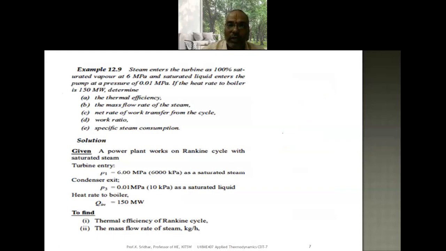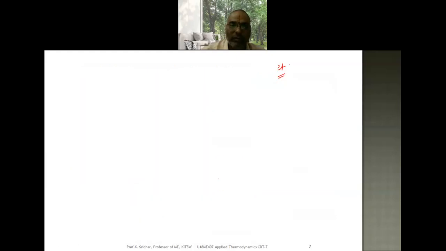And similarly, you can solve another problem, where the steam enters the turbine as 100% saturated vapor. That is, the inlet condition is given as 100% saturated vapor, and saturated liquid enters the pump at a pressure of so and so. He is asking us to calculate these five particular parameters. So first of all, write down the given condition of P1, and the condenser exit is given, and the heat rate to the boiler is also given.